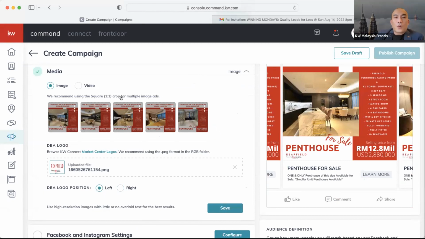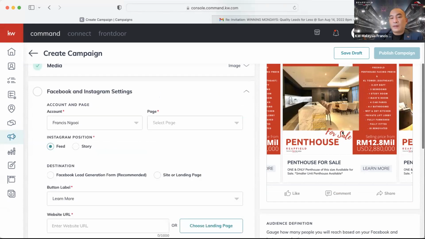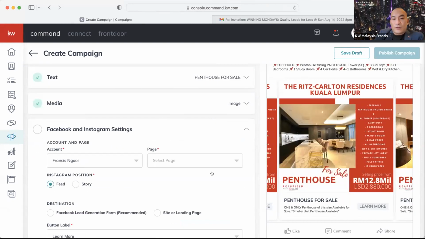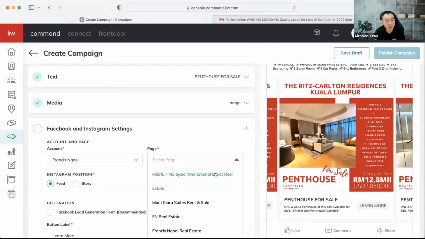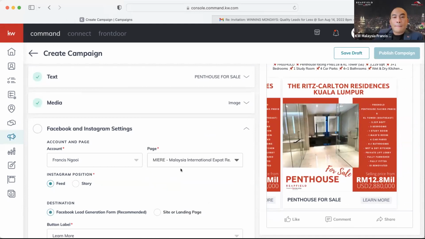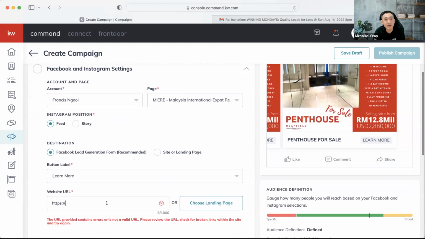So step 4, the advertiser. It will show who sponsored, who paid for it. It leads you to the page of the advertiser. So I'm going to use one of my pages. We have a lot of pages. I separate them. This one is for the international market. Then learn more website. See how easy it is to connect your page to your Facebook page.